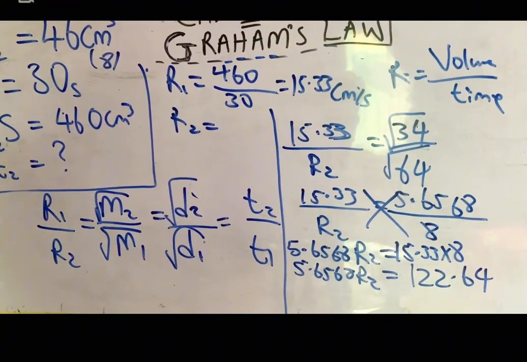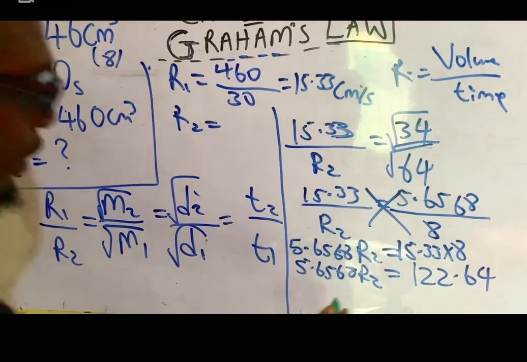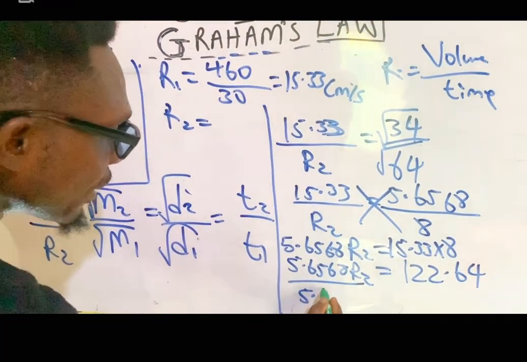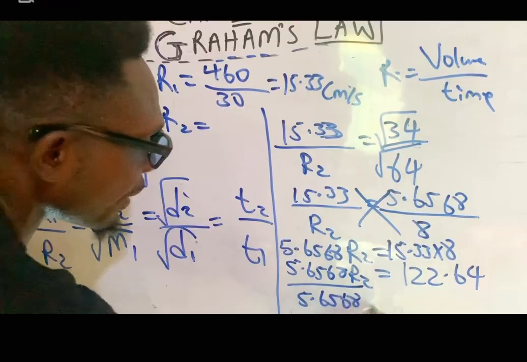And then the next thing is to divide both sides by 5.6568.